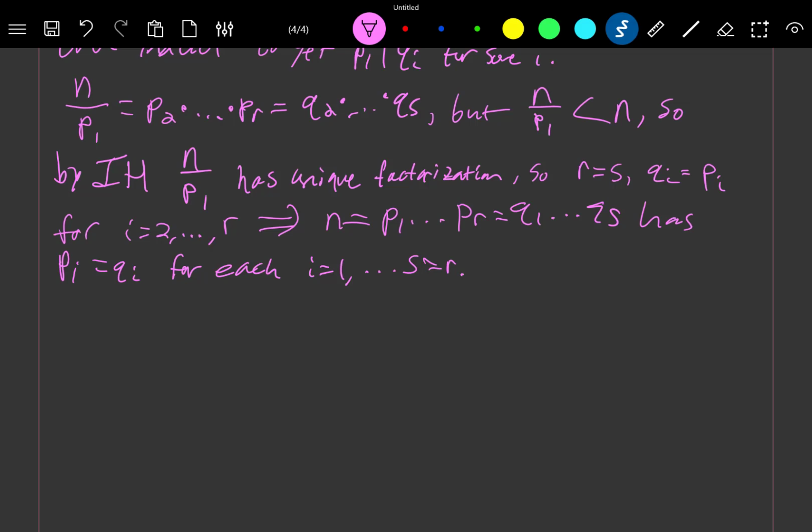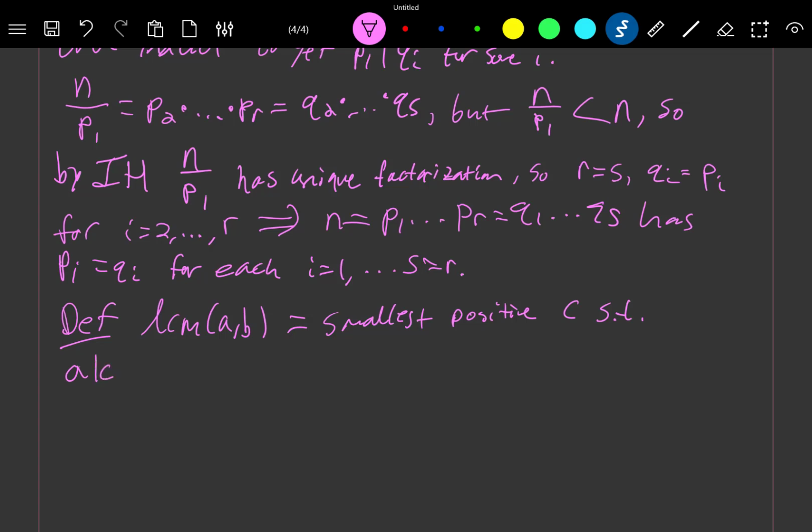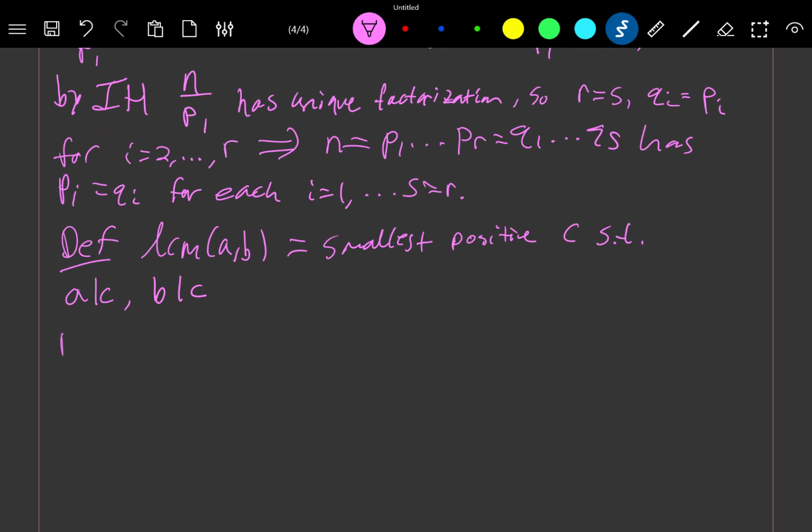Something else we could talk about is, so we talked about GCD, and we could also talk about the least common multiple of A and B, which is equal to the smallest, and here we're thinking positive, number C such that A divides C and B divides C. So what we could do is, if A and B are natural numbers, then A times B is going to be the GCD of A and B multiplied by the least common multiple of A and B.